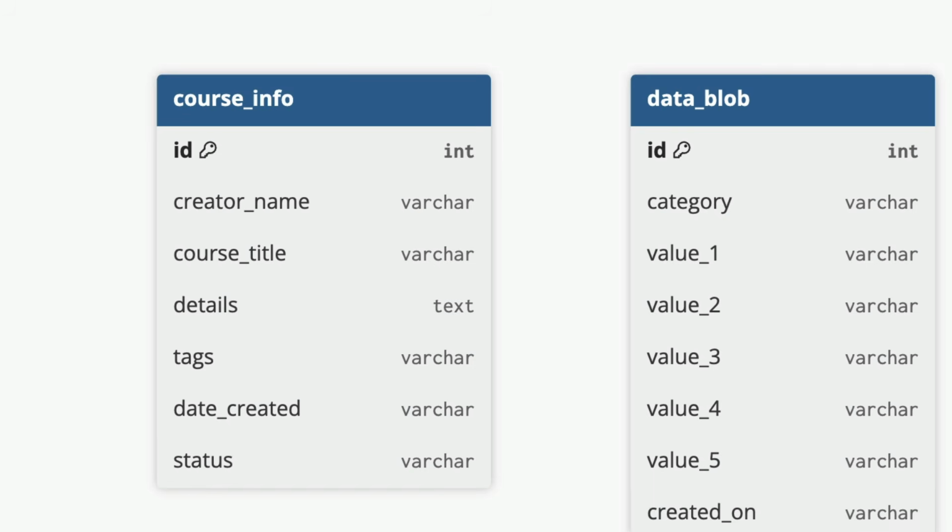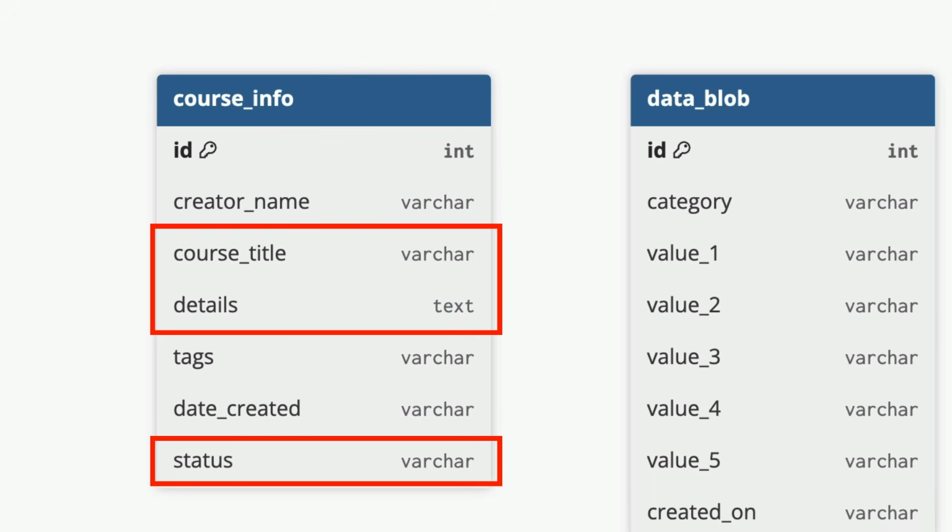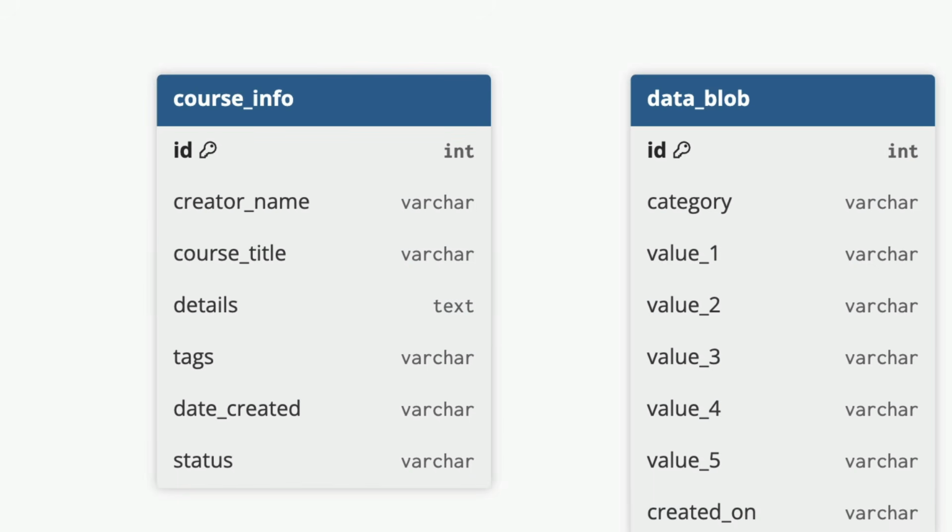Next, we'll look at the course info table. This has a list of courses including the title, details, and the status. There's no link to the user who created the course. We just have the creator's name as a text value. Also, we could assume tags are stored in a single column here, maybe as a comma-separated list. This makes it really hard to filter or join by tag.